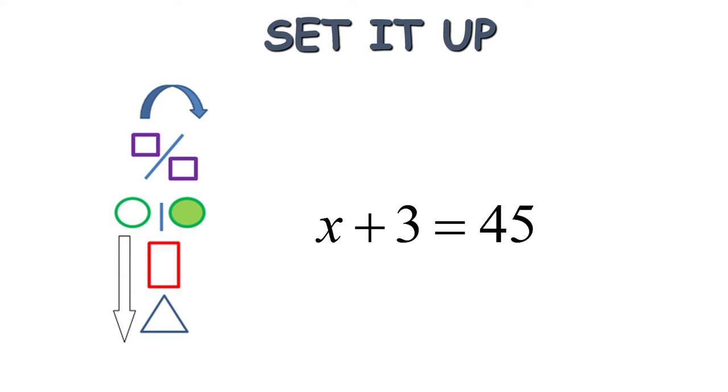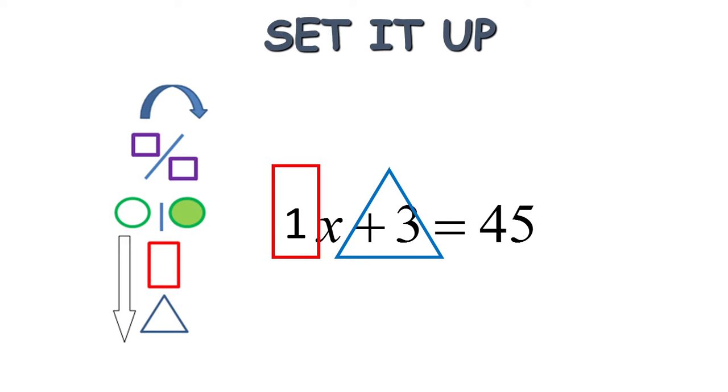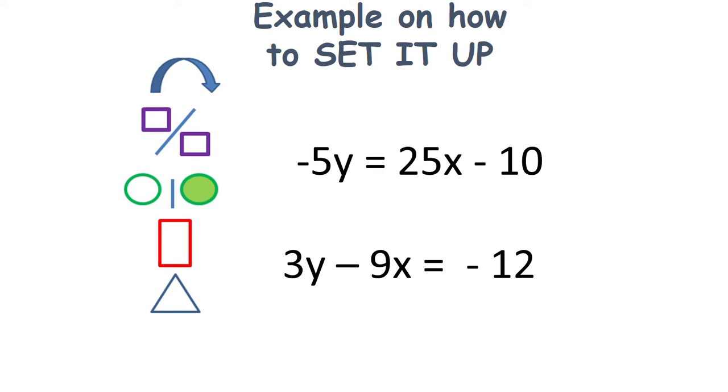Okay? Now, what about this one? This time I have x plus 3 on the left-hand side of the equation, and on the right-hand side of the equation I have 45. So that means my rectangle is the 1 in front of x, because there's an imaginary 1. And then, do we have a triangle in this problem? And yes, we do. It's the plus 3. All right, so there's some examples setting it up. What happens if you have both x and y in the problem?